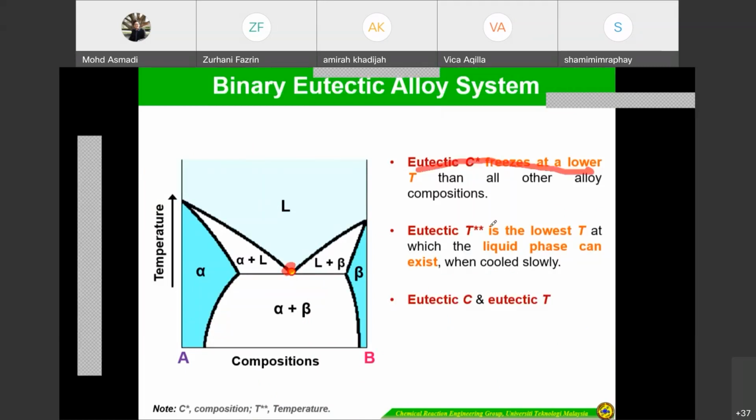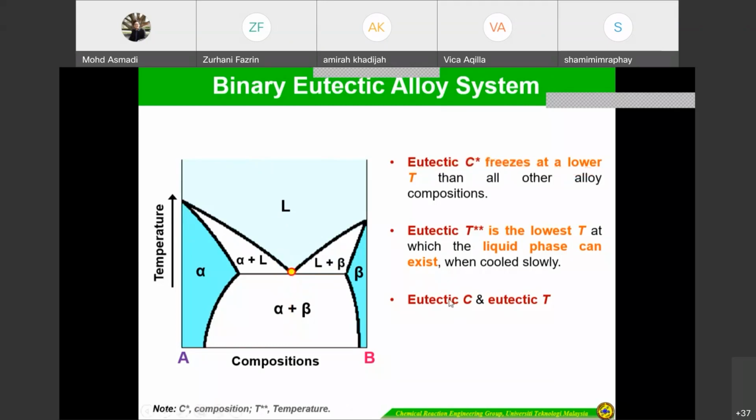Eutectic temperature is the lowest temperature at which the liquid phase can exist. From the liquid, you want to solidify it, or from the solid, you want to melt it, right? So this is like a triple point. This eutectic composition and eutectic temperature, we call it the eutectic point. So that is the definition.